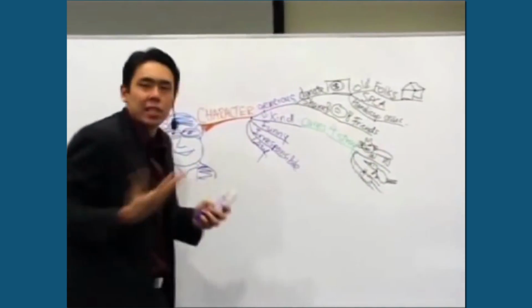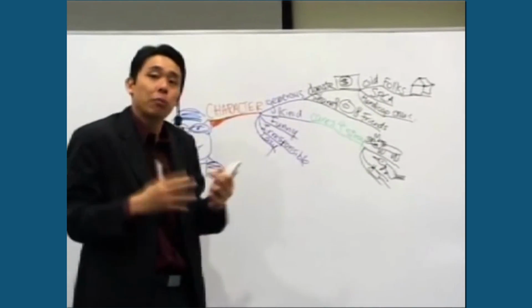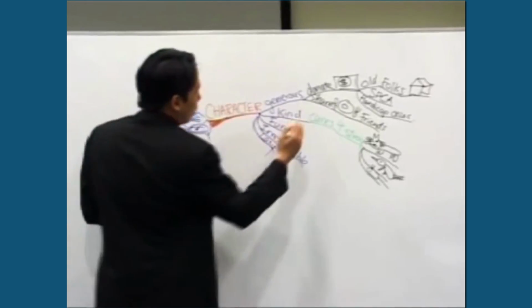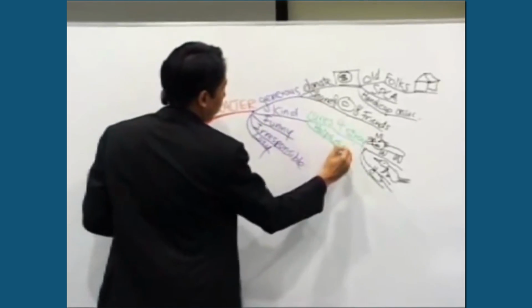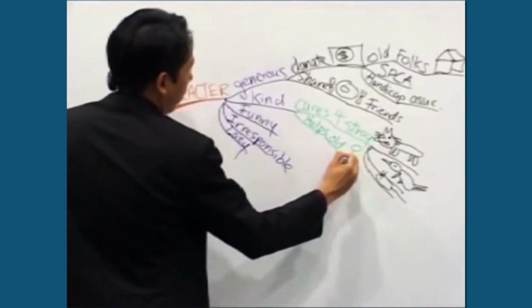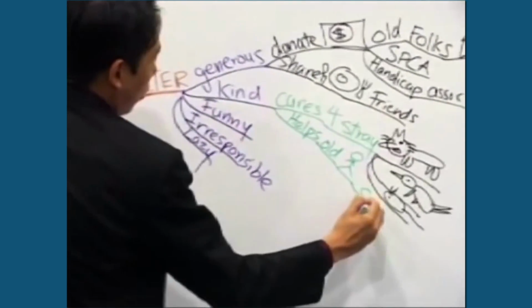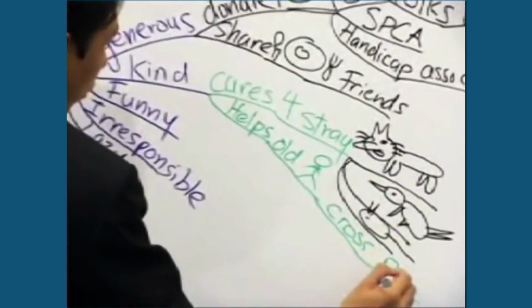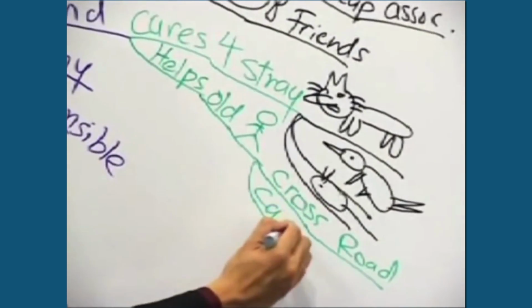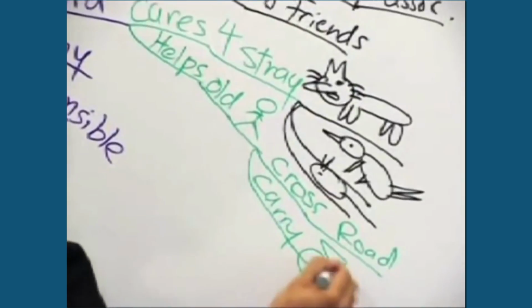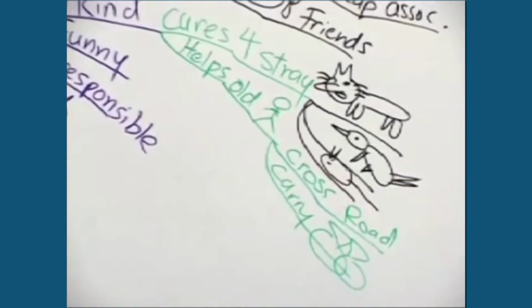Or why else is he kind? Maybe he's kind because he helps old people across the road. So helps old men cross road. And maybe he also helps the old man carry bags. Alright, so I'm just giving you some examples over here.